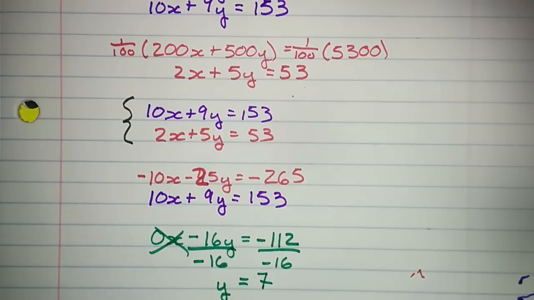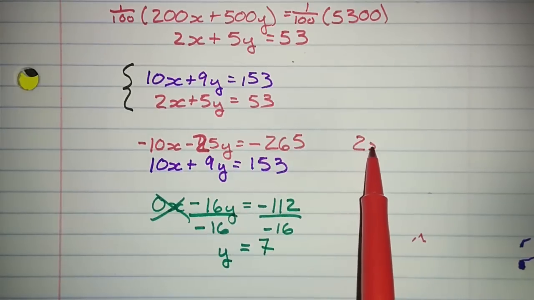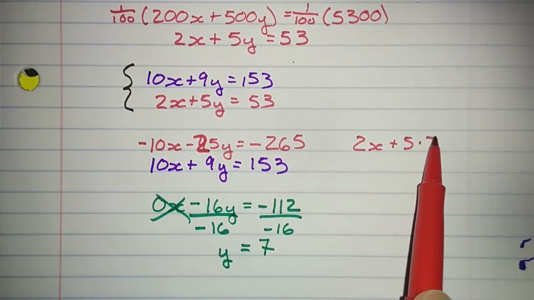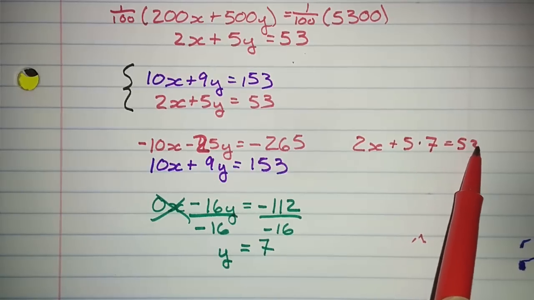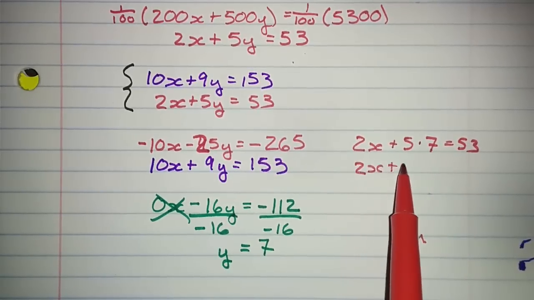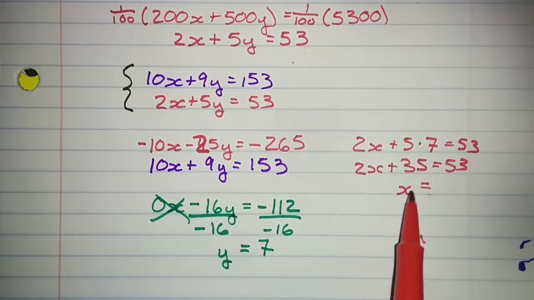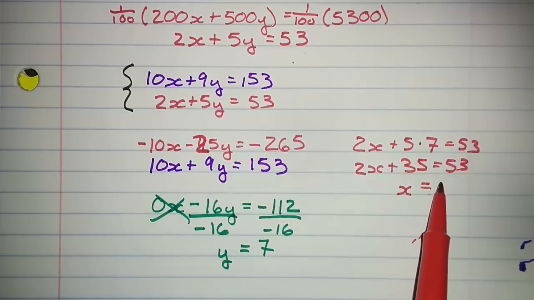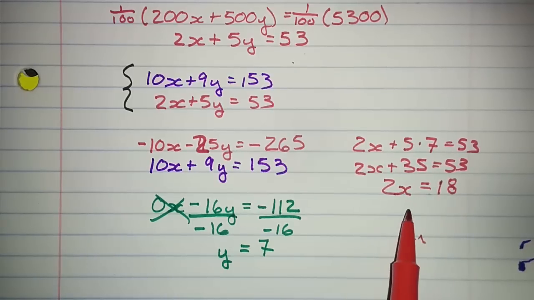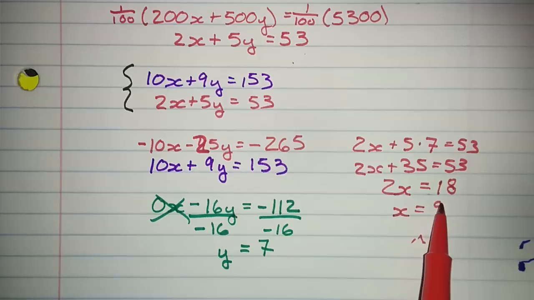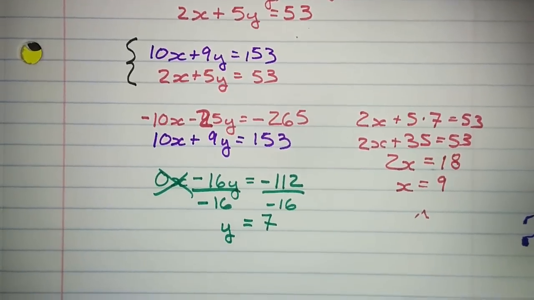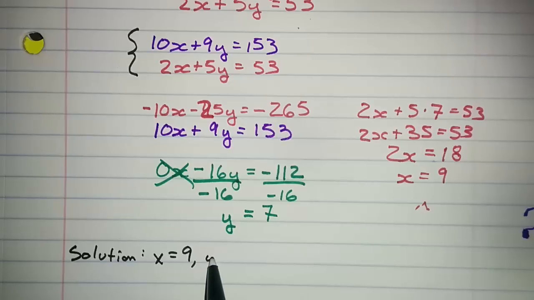Now that I have y, I'm going to choose this equation to get x from. Subtracting 35 on both sides, I get 2x equals 18. Dividing both sides by 2, I get x equals 9. So my solution ought to be x equals 9, y equals 7.